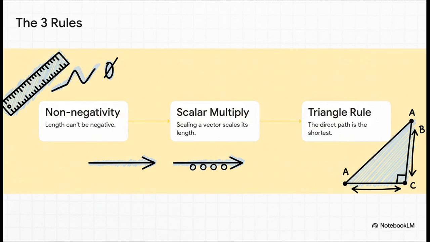Rule 1, length can't be negative. Duh, right? Makes sense. Rule 2, if you double a vector, you should double its length. You scale it up, the length scales up. Simple. And Rule 3, the triangle inequality. It sounds fancy, but all it means is that the direct path is always the shortest. Going straight from A to C is always going to be shorter than going from A to B and then to C. These three rules just make sure our mathematical ruler, well, it behaves like a real ruler should.